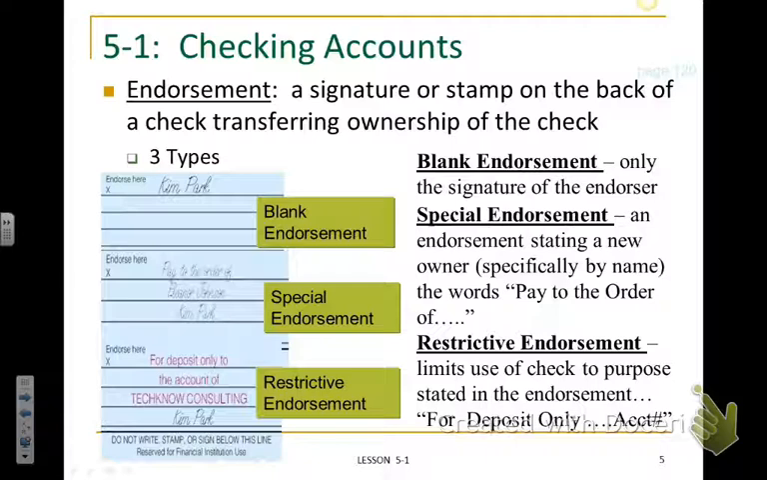When we put a restrictive endorsement, it basically restricts that check to only being deposited. It will say "for deposit only to the account of Techno Consulting" and be endorsed by an authorized party or representative of Techno Consulting. We would typically also put the account number for Techno Consulting on there. So we would put "for deposit only to the account number of 0000," whatever it is, and then Techno Consulting, and then we would endorse it with the name of the authorized person for that business.